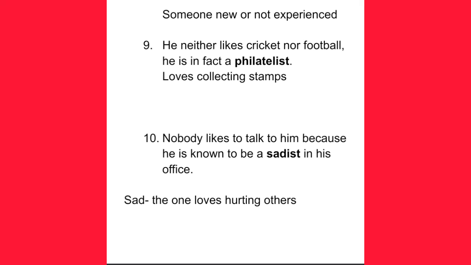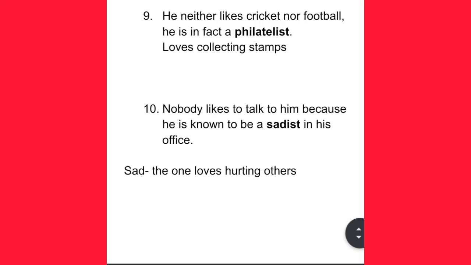And the last one is sadist. Nobody likes to talk to him because he's known to be a sadist in his office. Now, why don't people like to talk to him? Because he's a sadist. And who is a sadist? A sadist is a person who loves making others sad. And how to make others sad? Just by hurting their emotions. So a sadist is somebody who loves torturing others, annoying others, upsetting others, making others sad, offending their emotions. These kind of people are known as sadists.